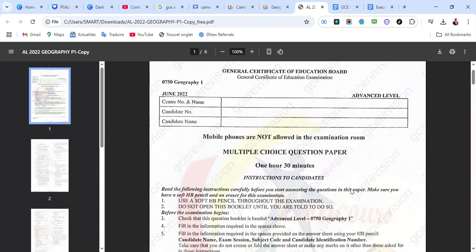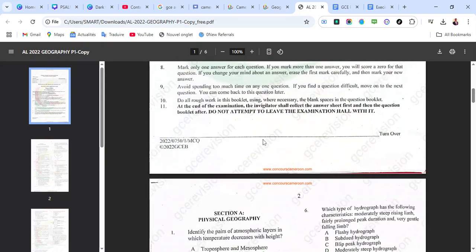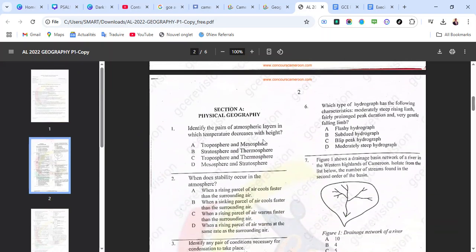When you get your GCE paper, make sure that you check the center number and the center name, candidate number, candidate name, and make sure you fill all of that because it's very important. So right now, let's go right into the questions and all the answers for the revision of the past question, GCE Advanced Level, Geography 2022. So right now, let's start.